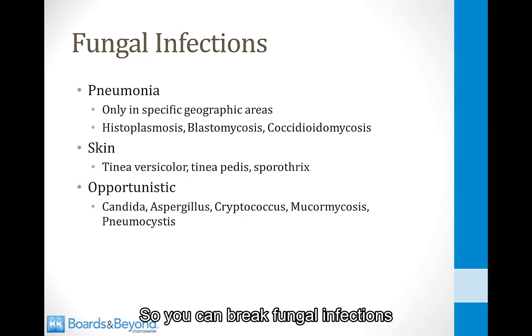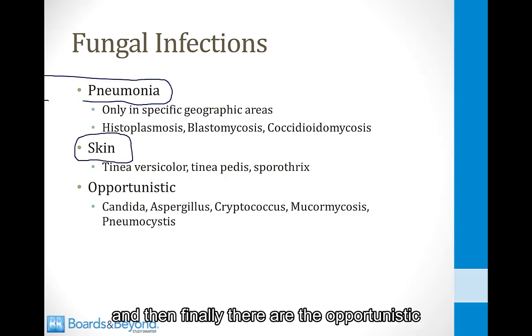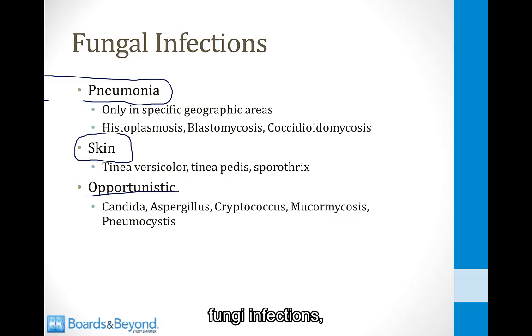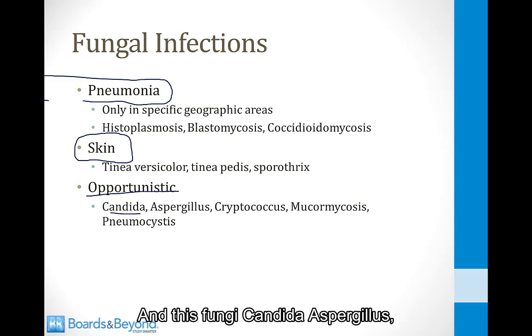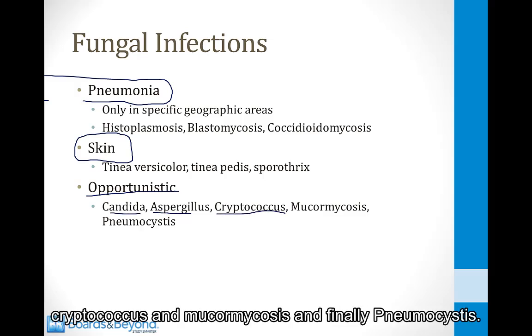You can break fungal infections down into three general categories. There are the fungal pneumonias, there are the fungal skin infections, and then finally there are the opportunistic fungal infections. And that's what we'll talk about in this module. These fungi include Candida, Aspergillus, Cryptococcus and Mucormycosis, and finally Pneumocystis.